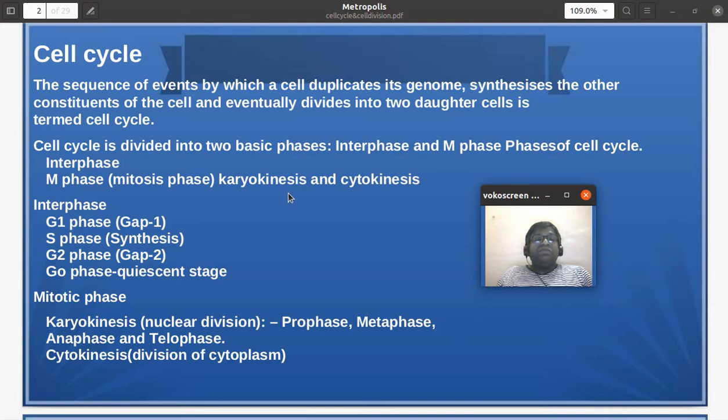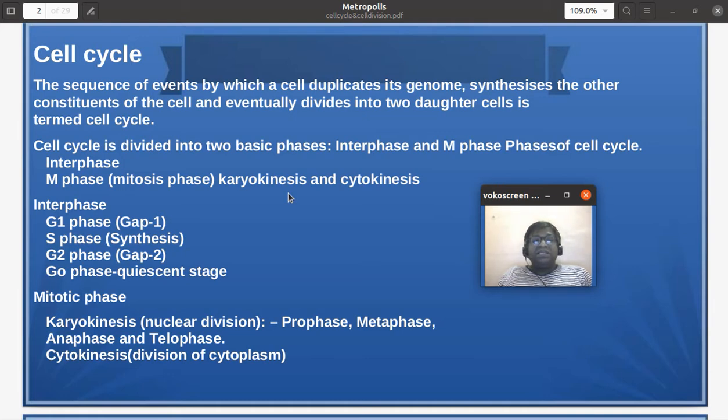Sometimes some of the cells also show the G0 phase or quiescent stage, during which even though the cell is metabolically active, it does not get involved in cell division. Still the cell requires a cell division to happen. So that G0 phase or quiescent stage is noticed in some of the cells. So the interphase is majorly made up of three phases: the G1 phase or gap 1 phase, S phase or synthesis phase, and G2 phase or gap 2 phase.